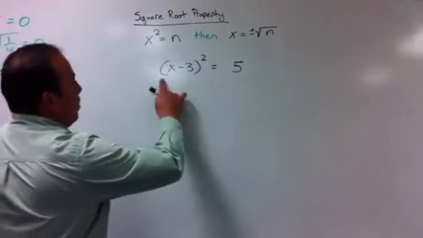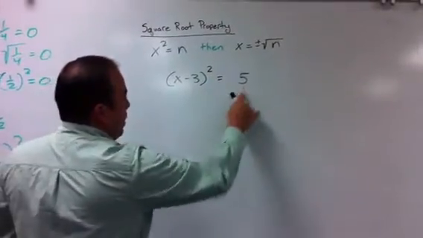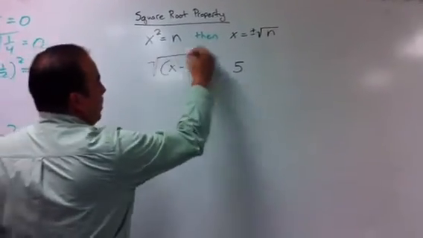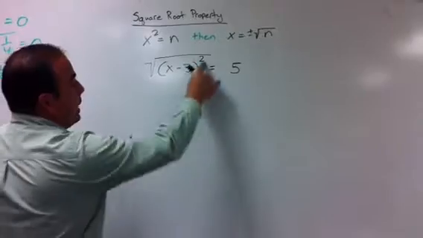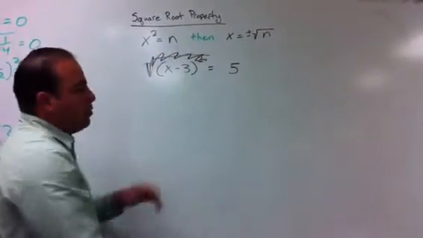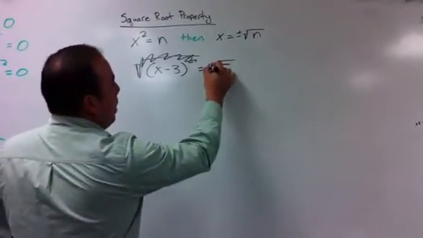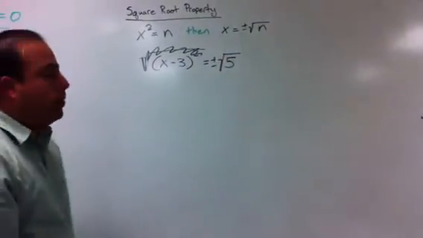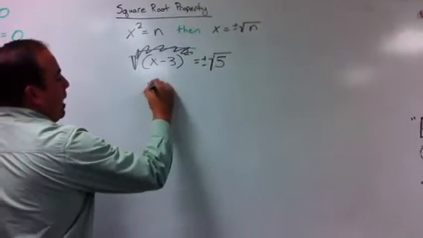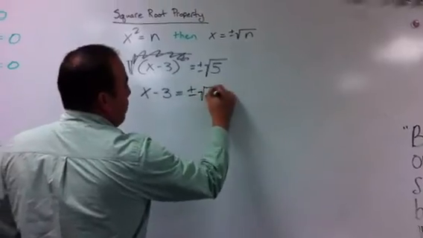So with this one, we have x minus 3, which is squared, equals 5. So of course, we need to square root it, to get rid of the square. Remember, a square root cancels out a square. And of course, what you do to one side, you have to do to the other. Remember that you have to find the positive and negative square root. So what I'm left with is x minus 3 equals positive or negative square root of 5.